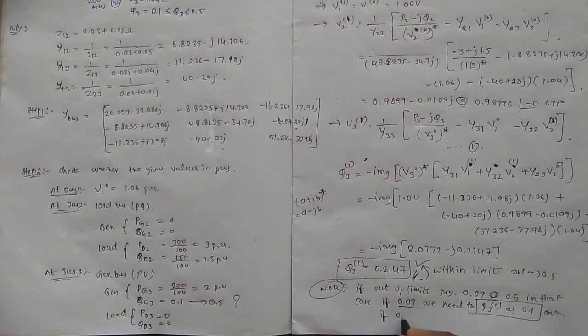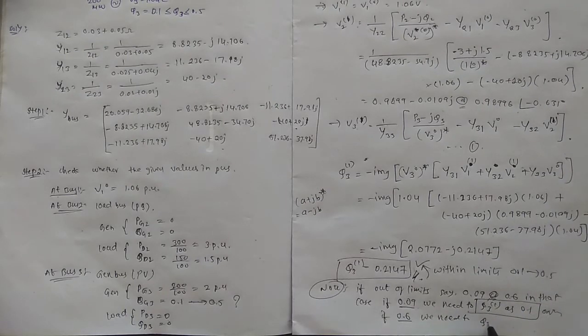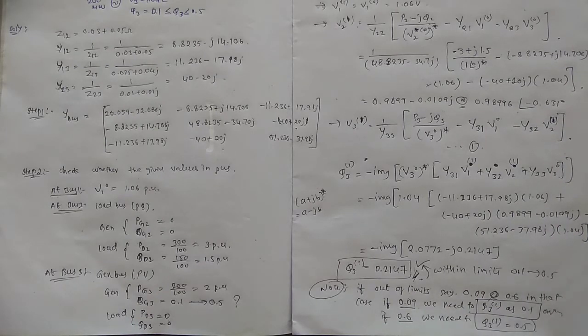If we get 0.6, that is above 0.5, above the limit specified, we need to take the nearest limit, which is 0.5, right? We need to take q31 as 0.5. Remember, because we got 0.2, this is within limits. Okay, this value is selected now.